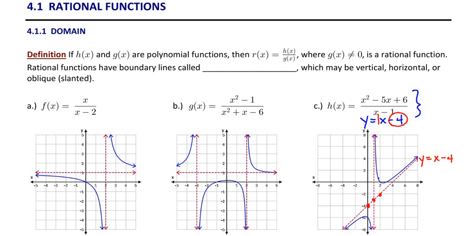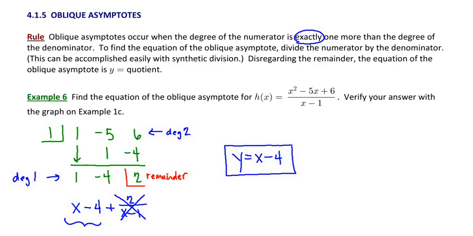And also observe how the curve follows the pattern of that oblique asymptote on the far right side and on the far left side. So now that we know how to find all three types of asymptotes, vertical, horizontal, oblique, in addition to locating holes, we are ready to graph rational functions. And we'll do just that in the next video.